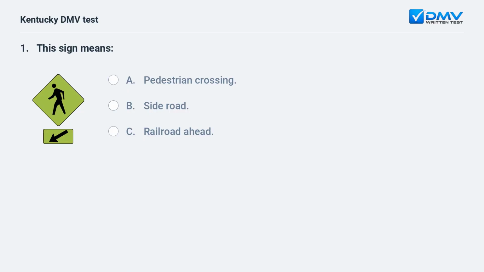This sign means A. Pedestrian crossing. B. Side road. C. Railroad ahead. A. Pedestrian crossing. This sign indicates that there is a pedestrian crosswalk.